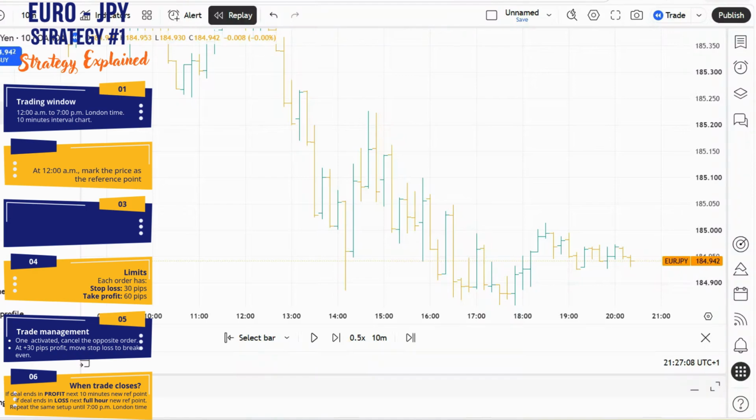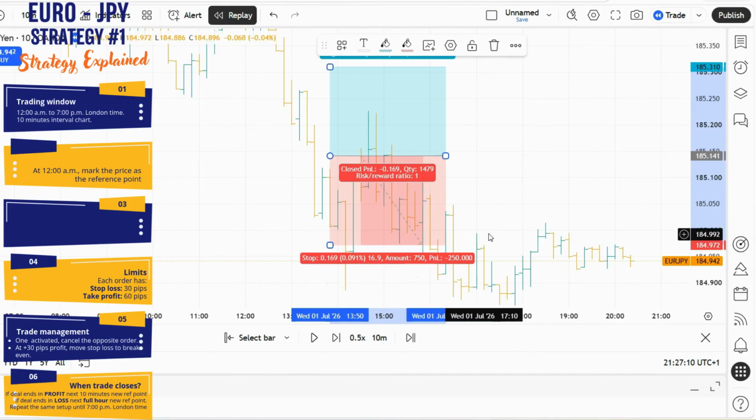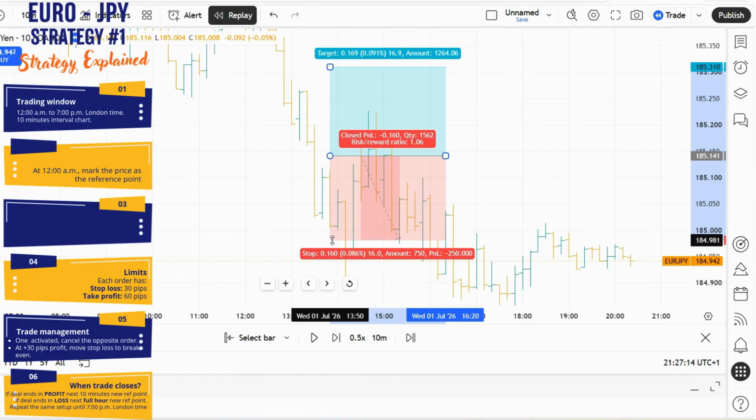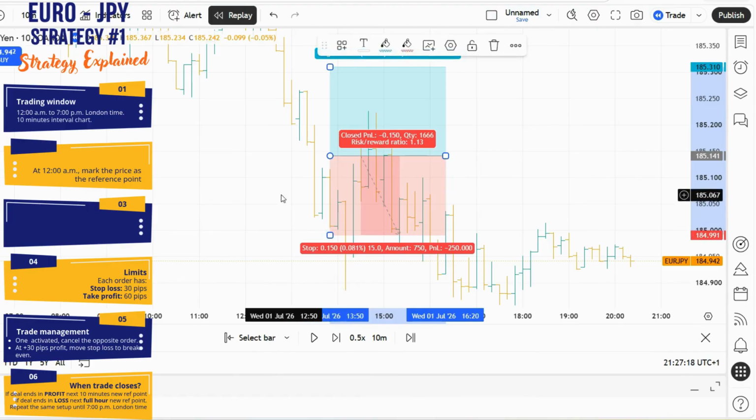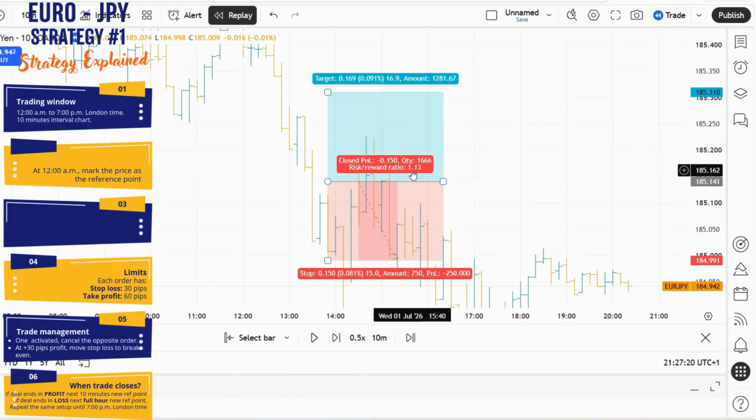Today, we are continuing our live market commentary and detailed analysis of the EUR JPY trading strategy. This is strategy number 1, day 2, and throughout this session, we will observe how the rules perform under real market conditions. The strategy operates within a clearly defined trading window, beginning at 12 a.m. and ending at 7 p.m.